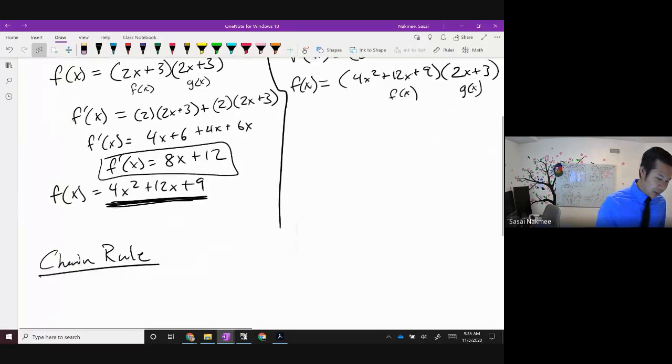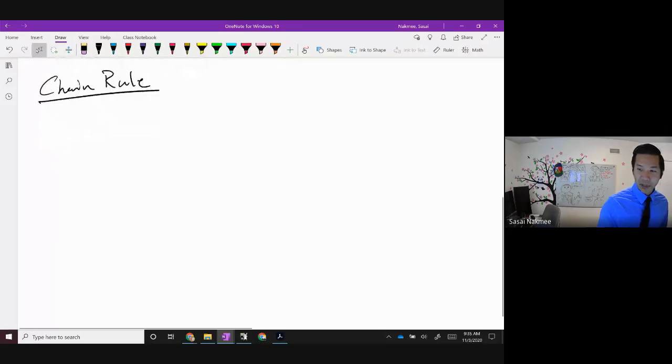So let me show you functions that will use the chain rule, and let me show you functions that will not use the chain rule. Maybe you can kind of see the idea of what is going on here. So this one would use the chain rule.